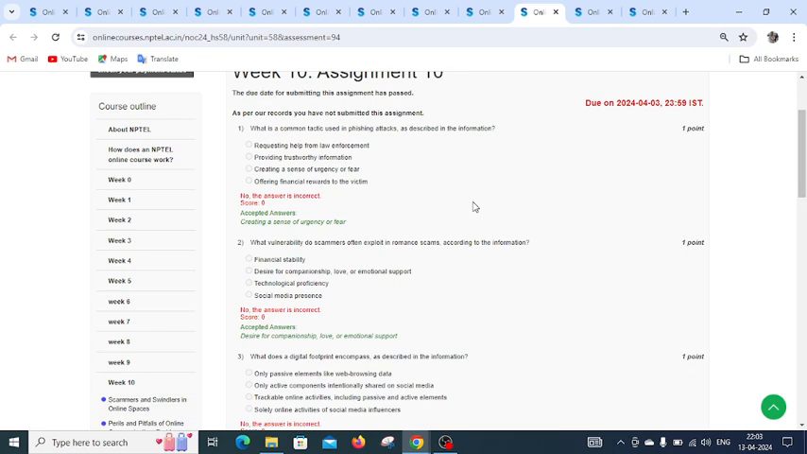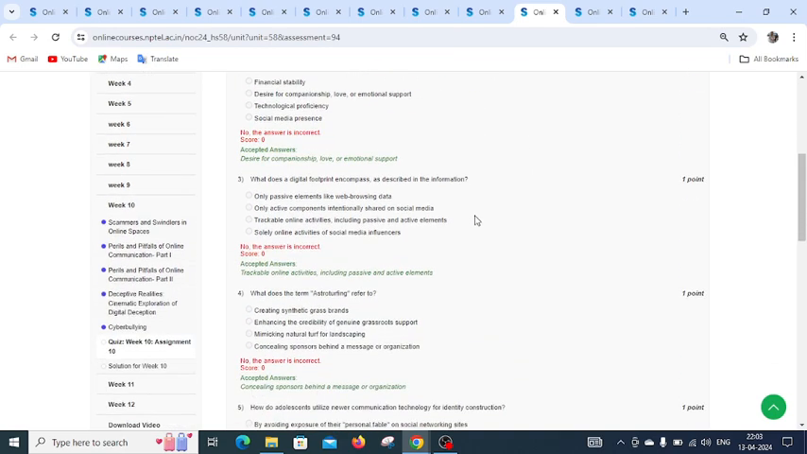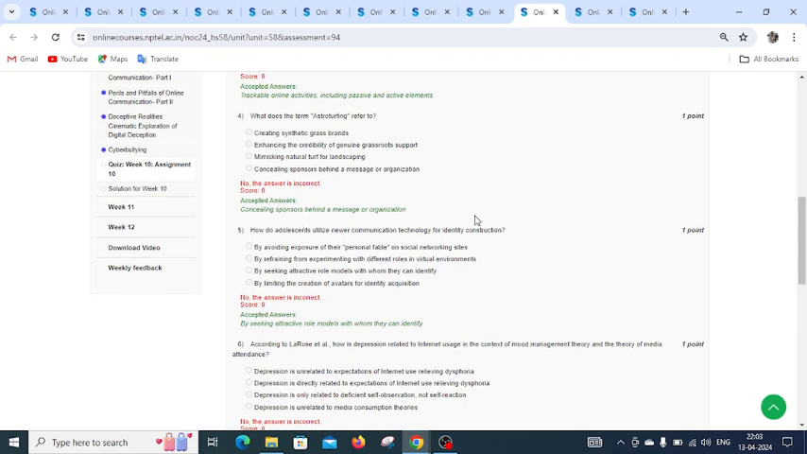What vulnerability does a scammer often exploit in romance scams according to the information? That is the desire for companionship, love and emotional support. What does the digital footprint encompass as described in the information? Trackable online activities including passive and active elements. What does astroturfing refer to? Concealing responses behind a message organization.